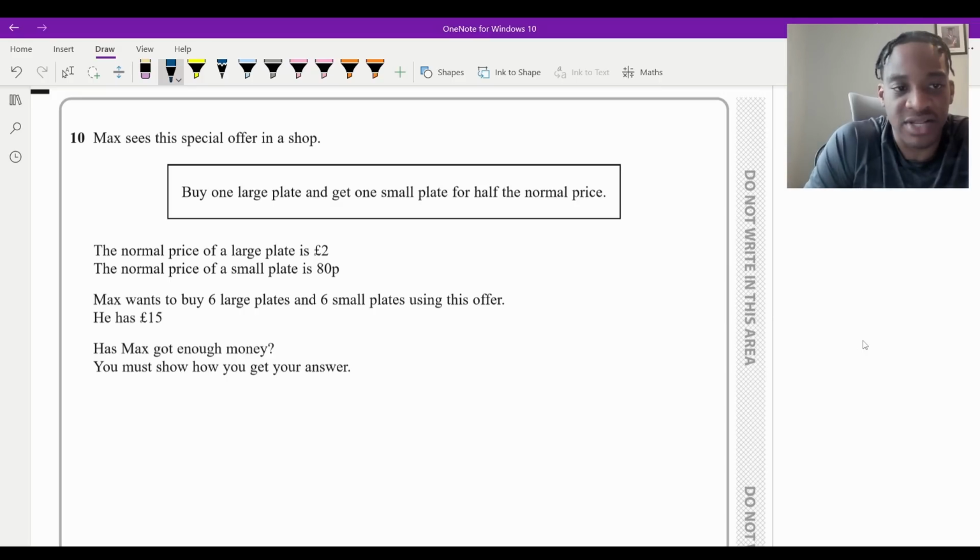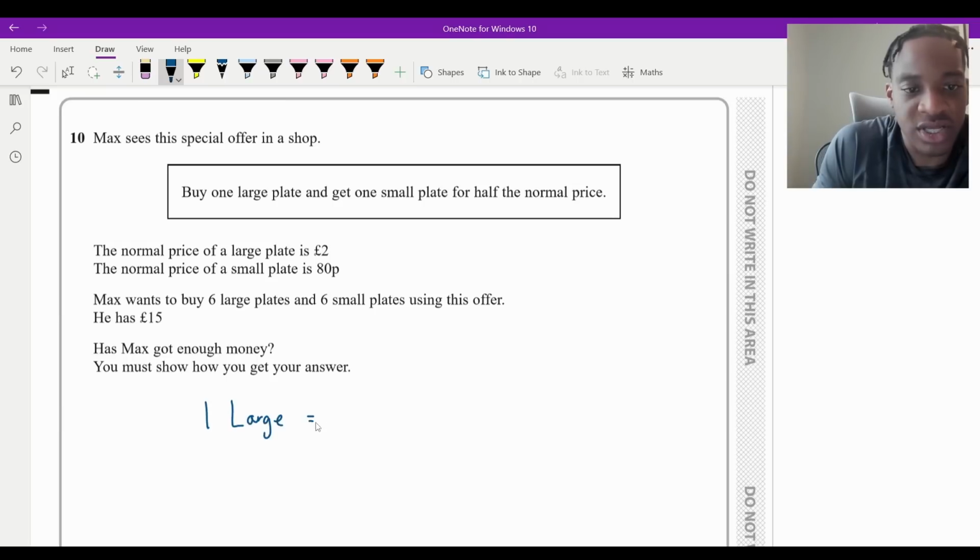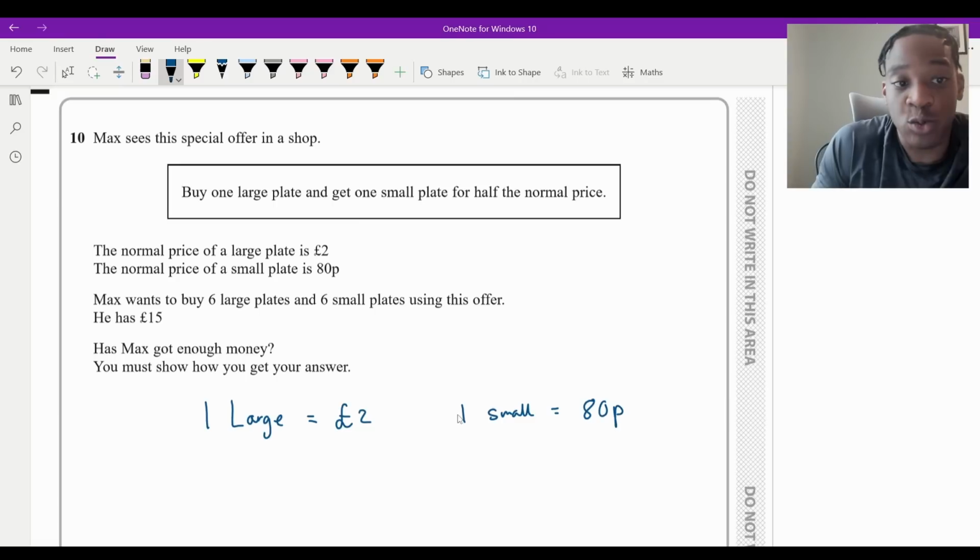Okay, so we've got a bit of a deal going on here where we've got one large plate and one small plate. Let's actually see what they're saying. So if we get one large plate, I'm going to write one large for one large plate. We know that this is equal to £2. And we know that one small is equal to 80p. But there's a deal going on, right?